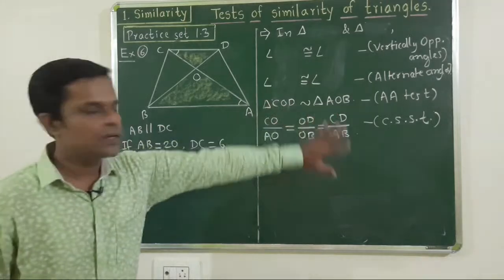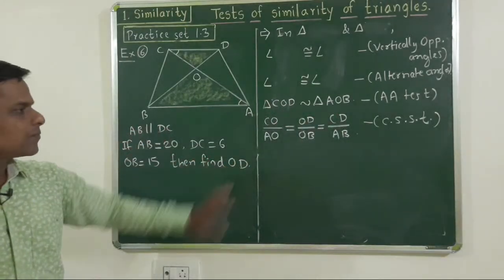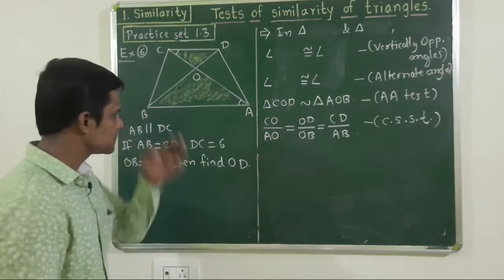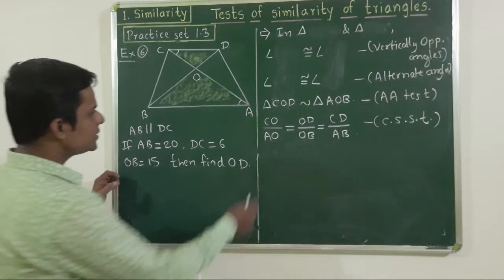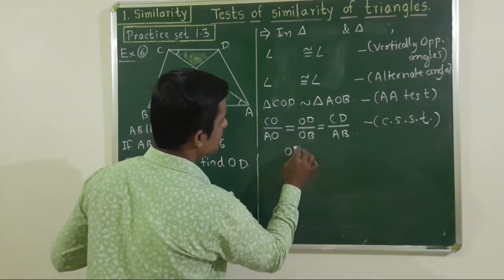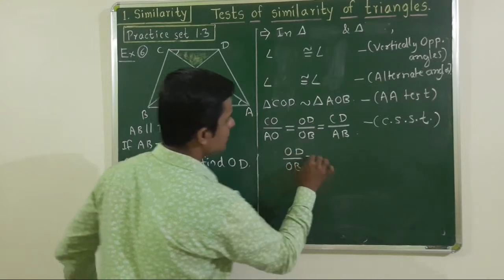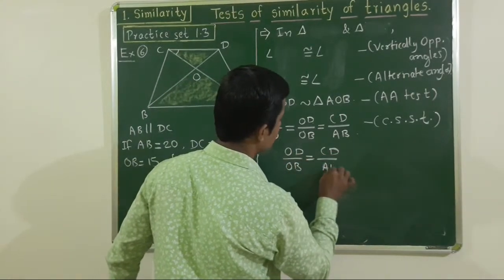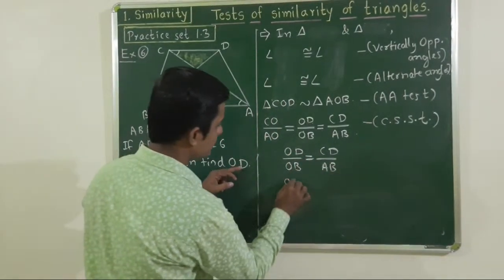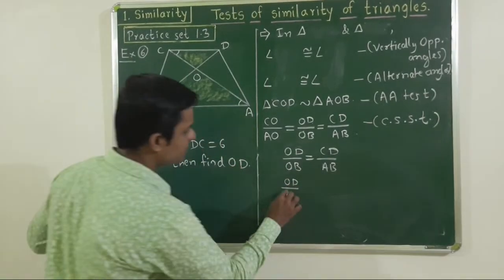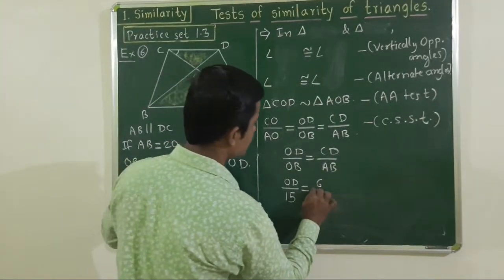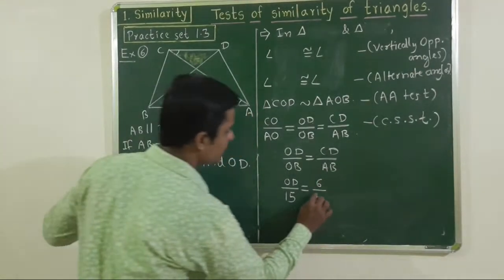Out of these 6 values, only 3 values are given, and we want the 4th value. It means we don't want one ratio from these 3 ratios. And which one? I think this one. So I'll write these 2 ratios again. That is, OD upon OB is equal to CD upon AB. Then putting values, OD we have to find. OB is given as 15. CD, which means DC, is given as 6, and AB is given as 20.